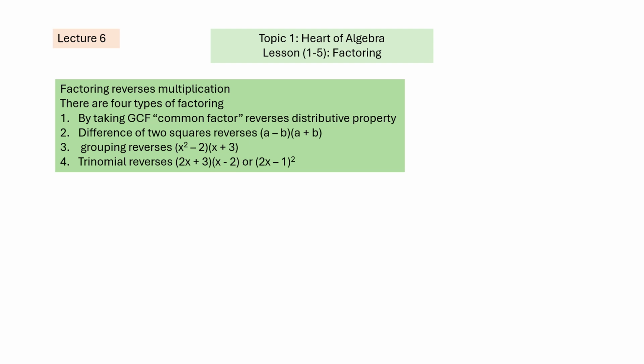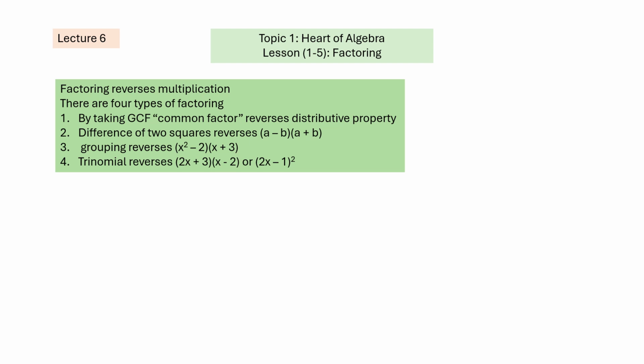Type 1 is taking the greatest common factor, which is denoted by GCF as we know. It reverses the distributive property. Type 2 is the difference of two squares, reverse to a minus b times a plus b. It will be like a squared minus b squared. If we factorize it, we will have a minus b times a plus b. We will see everything in detail.